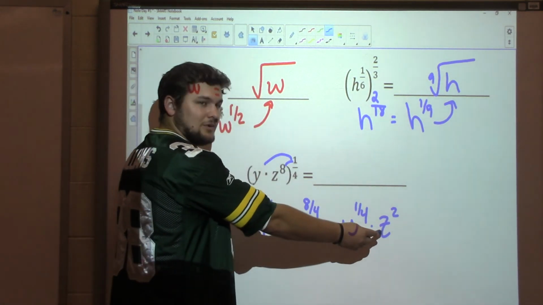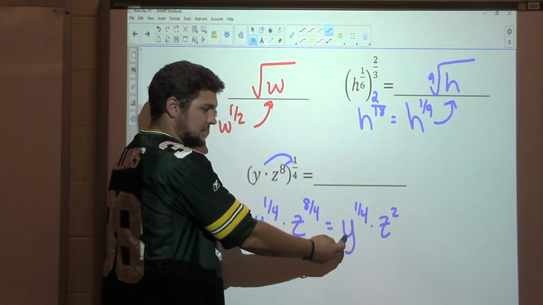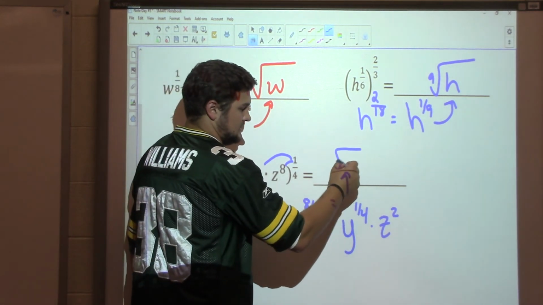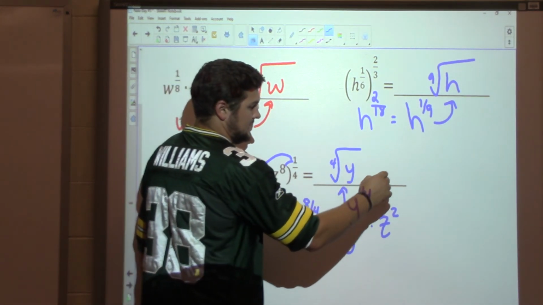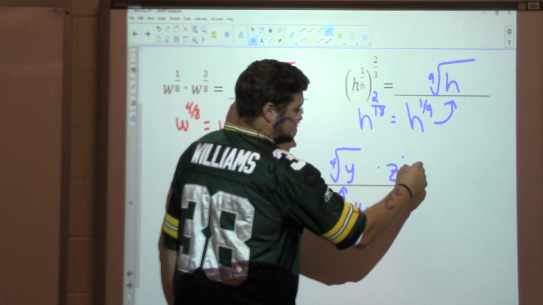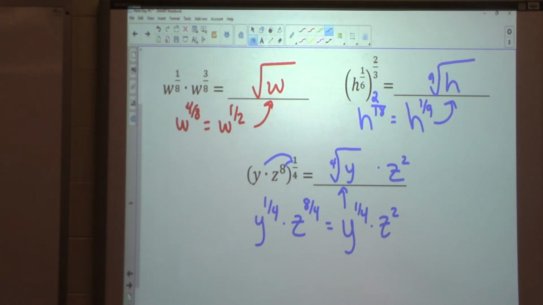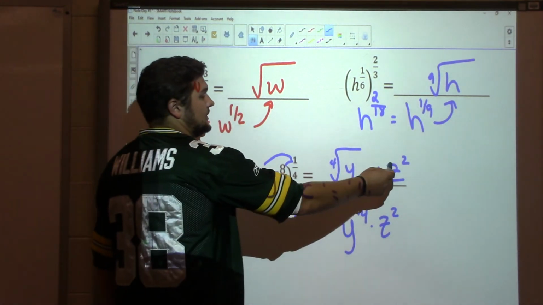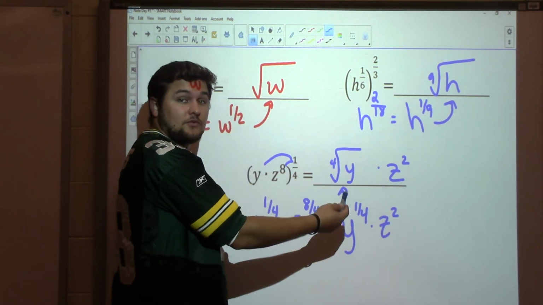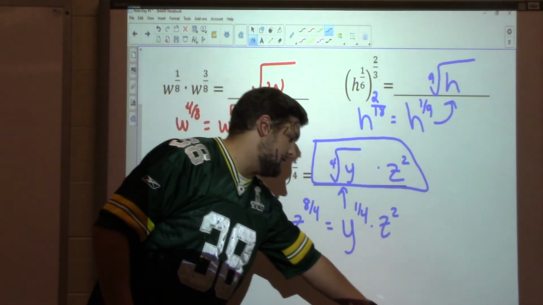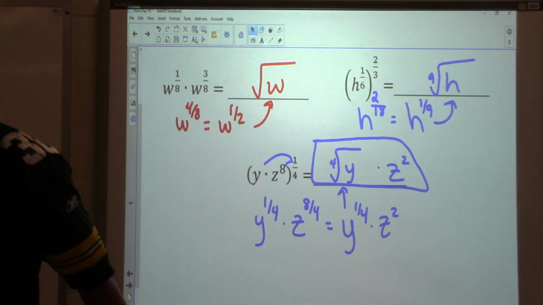Am I going to change this to a radical? What about this one? Yeah. That becomes the 4th root of y, and then times z squared. But you need to be very careful. Make sure that z squared does not sneak under the radical. It is not in any sort of radical. There's no fractional exponent there. If you want, you can put z squared in front times the 4th root of y. That'd be perfectly fine. But make sure it does not sneak under the radical. All right, any questions?